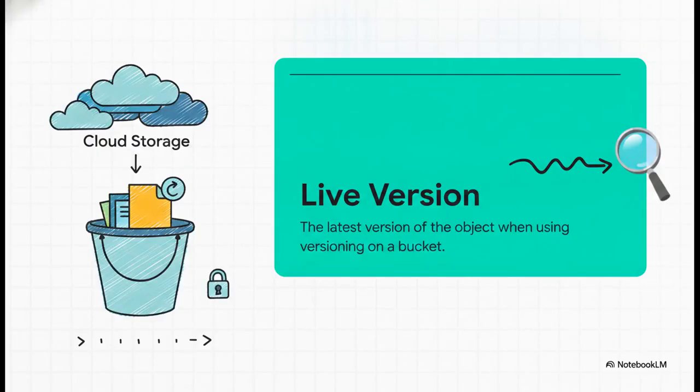Just a quick terminology check before we hit our final section. Cloud storage lets you enable versioning on your buckets so you can keep multiple versions of your files. If you do this, the absolute latest, most recent iteration of that object is always officially called the live version. Good to know.